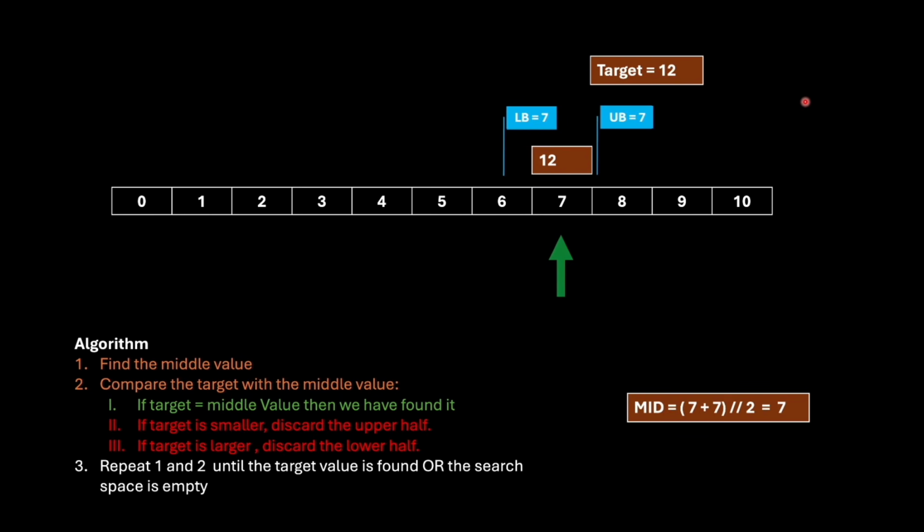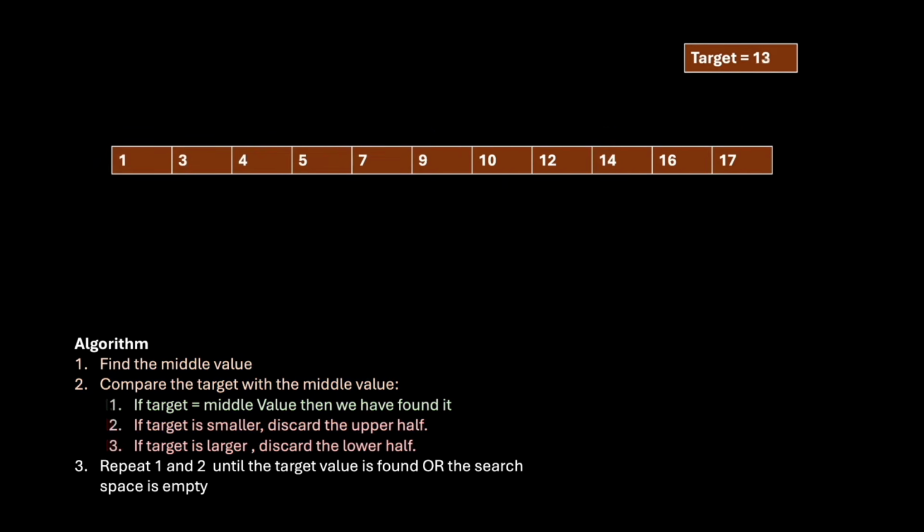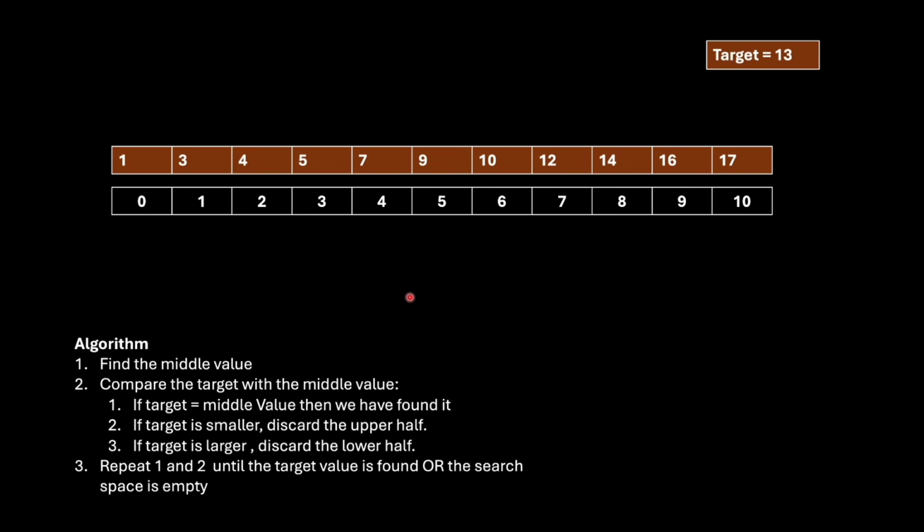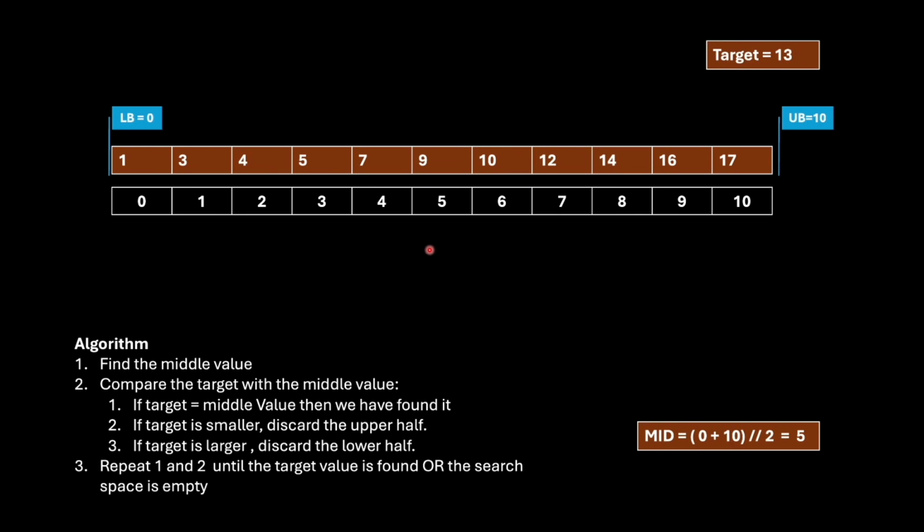Okay, so let's try one last example. In this example, I'm trying to find number 13 in this array, but as you can see, number 13 does not exist. So let's use the same algorithm and let's see where it leads us. So first we'll find the middle value. Our middle value is at 9. 13 is greater than 9, so we will discard the lower half.